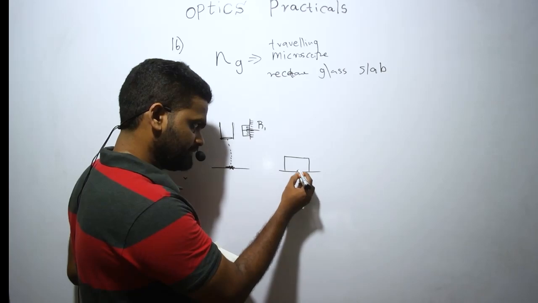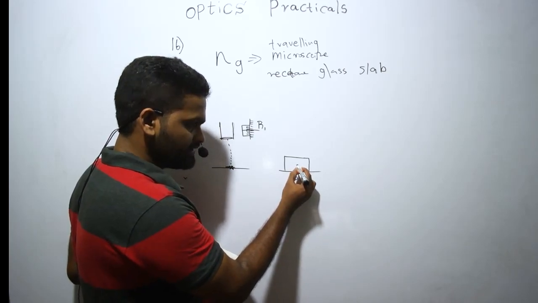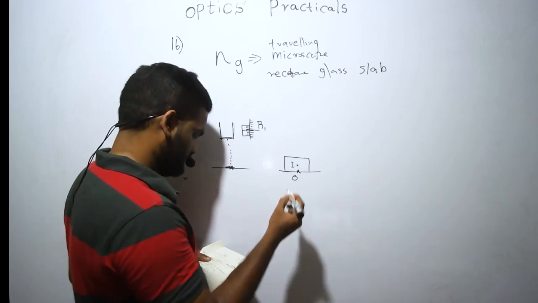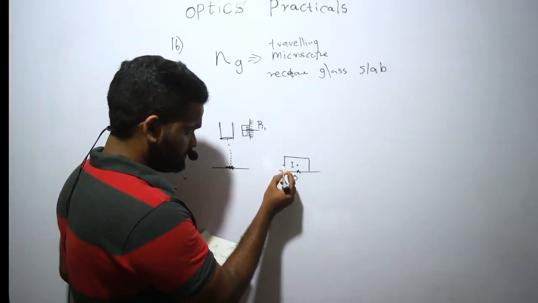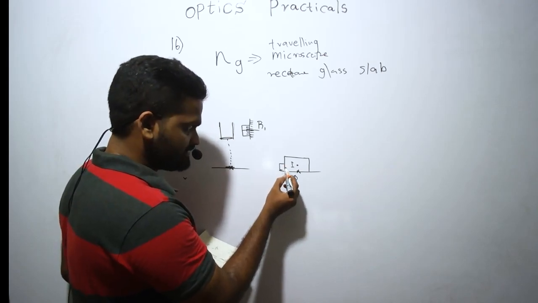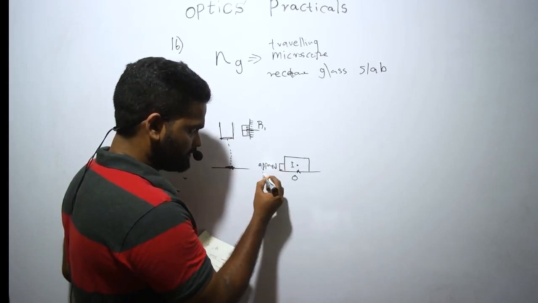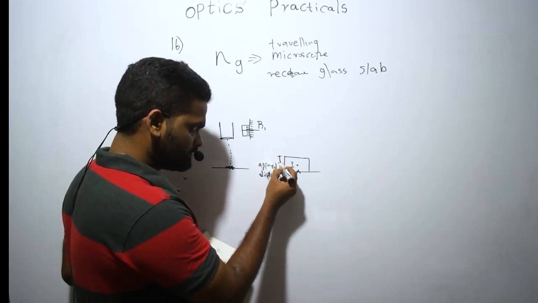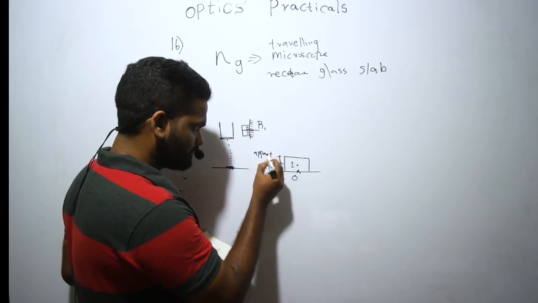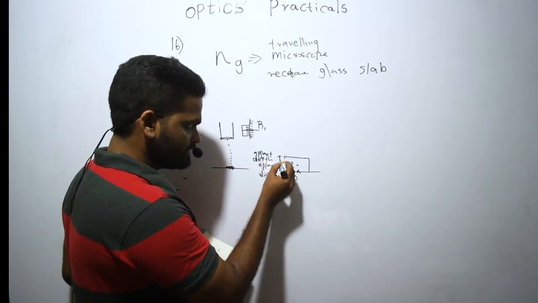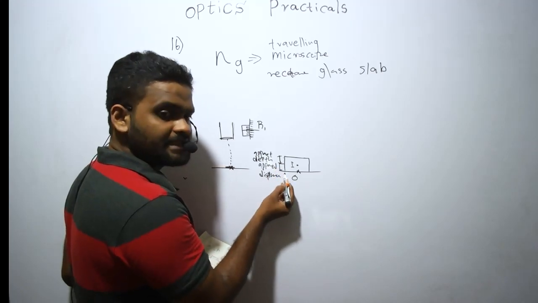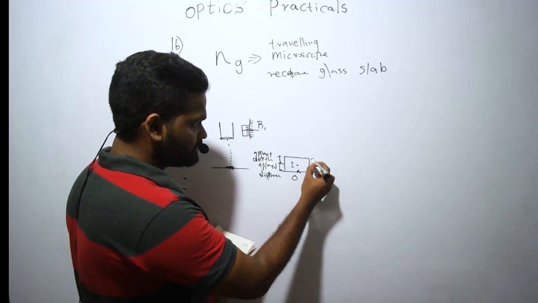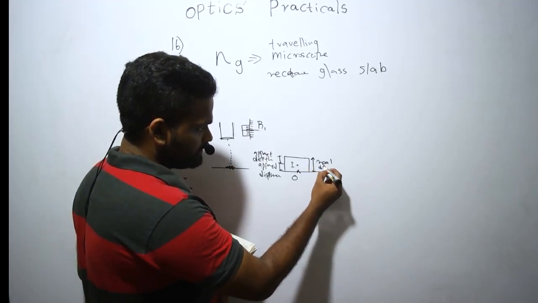Now the object is here. Now the image of this object is here. So we call this distance the apparent displacement. And this depth, we call the apparent depth. You can take this down. This is called the apparent depth and this is called the apparent displacement. It is upwards. And this is the real depth, right? Real depth.